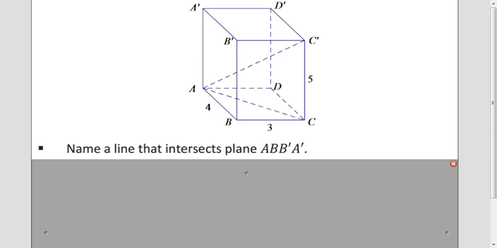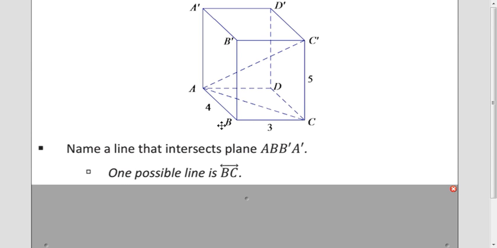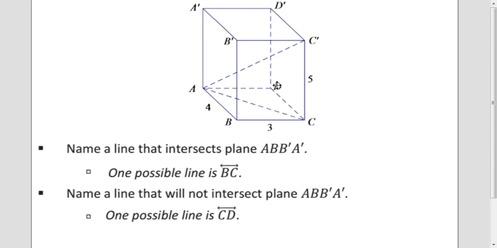And finally, a line that intersects this plane. So we want to just intersect at one point, so BC, that'll get the job done. And a line that will not intersect it, so it has to be on a parallel plane. So pick any line that's on this opposite face. You could have said line CD.